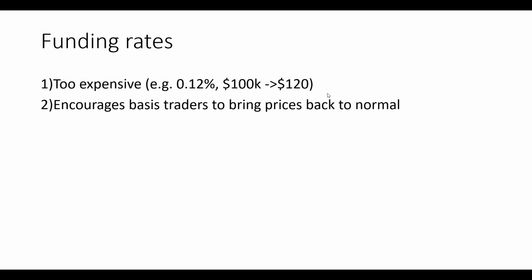And at this point you might think, right, it's actually not worth it for me to be long this perpetual future right now. I might as well just close out my position and go long the spot asset instead, because look how much you're paying. So you'd close out your position, and that would help push the price of the perpetual future back to where the spot price is. And the second reason is that it encourages basis traders to come in and bring prices back to normal, because you can take advantage of these funding rates to generate a high yield delta neutral position.